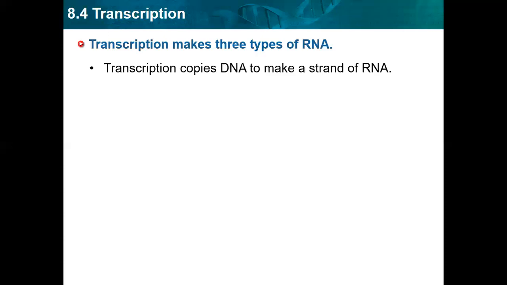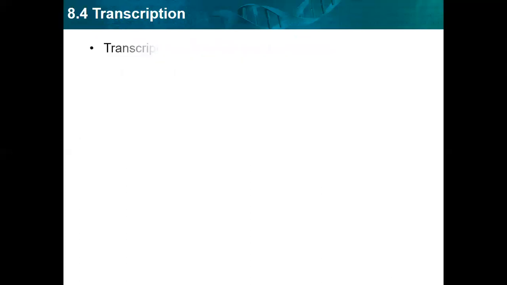Now the transcription process is going to produce three types of RNA. The three types of RNA we have during the transcription process, which copies the DNA to make a strand of RNA, are mRNA, tRNA and rRNA. mRNA is called messenger RNA, tRNA is called transport RNA or transfer RNA, and rRNA is called ribosomal RNA. All of these three RNAs have a specific function they do. We're going to talk about that later.